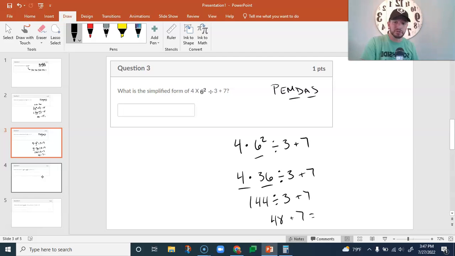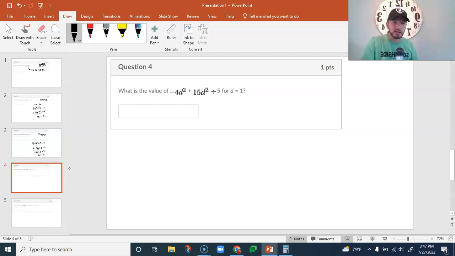Okay? All right, so these next two are going to be kind of the harder ones for this assignment, so we're just going to go ahead and work it out real quick. It says, what is the value of negative 4d squared plus 15d squared divided by 5 for d equals 1? So what I'm going to do is take this 1 and plug it in right here for these two values of d. So it's going to look like this: negative 4 times 1 squared plus 15 times 1 squared divided by 5.